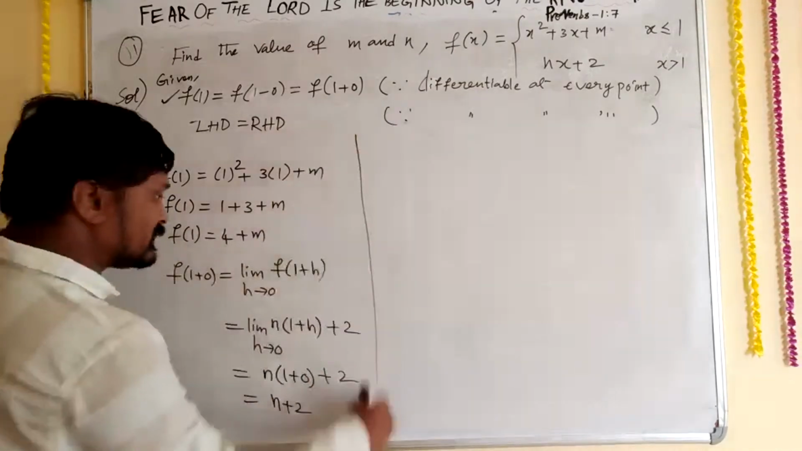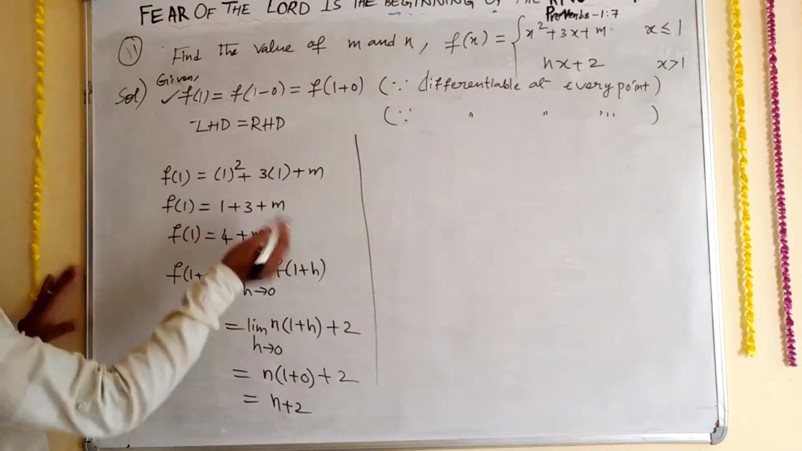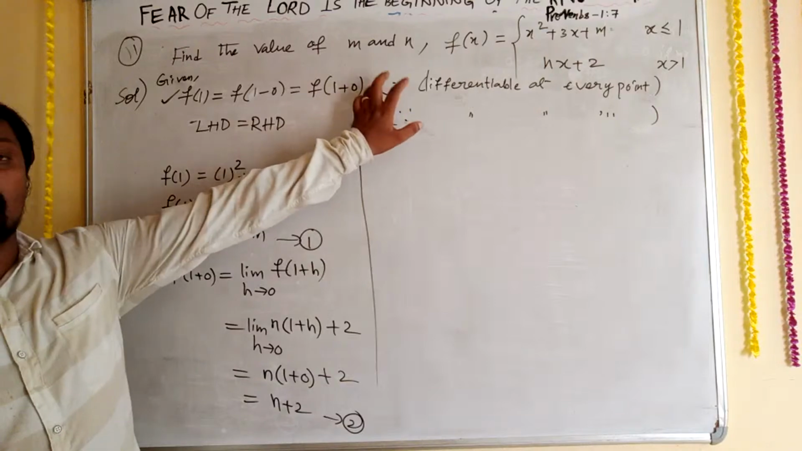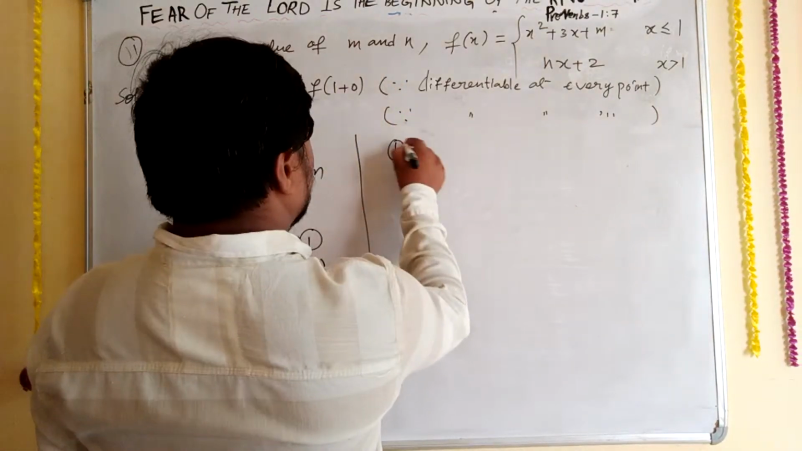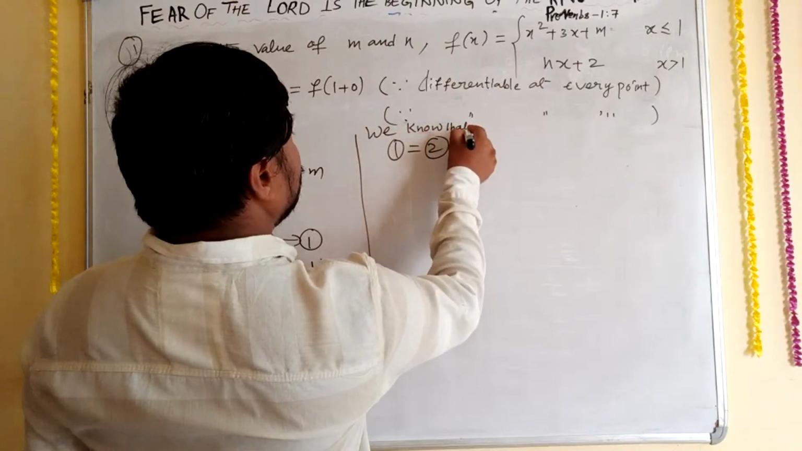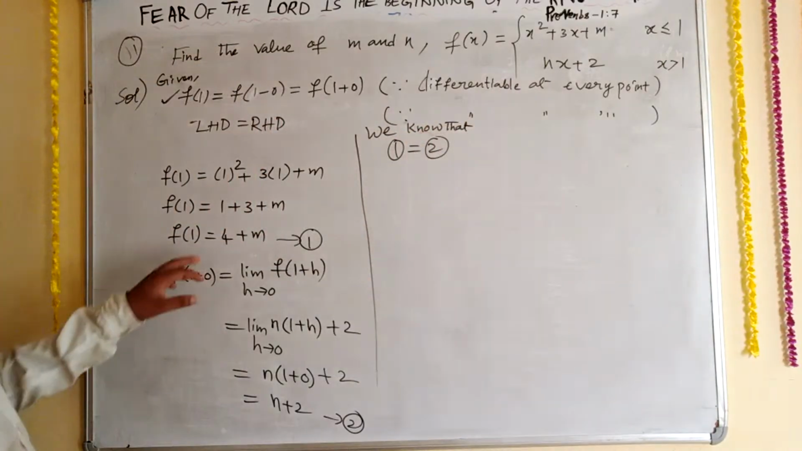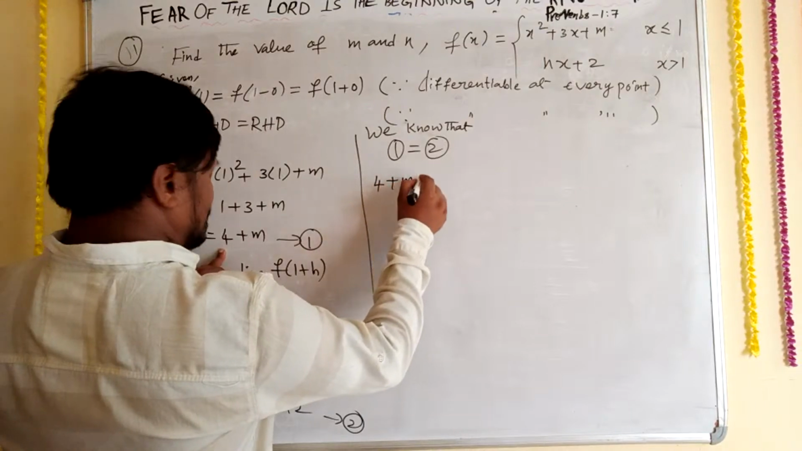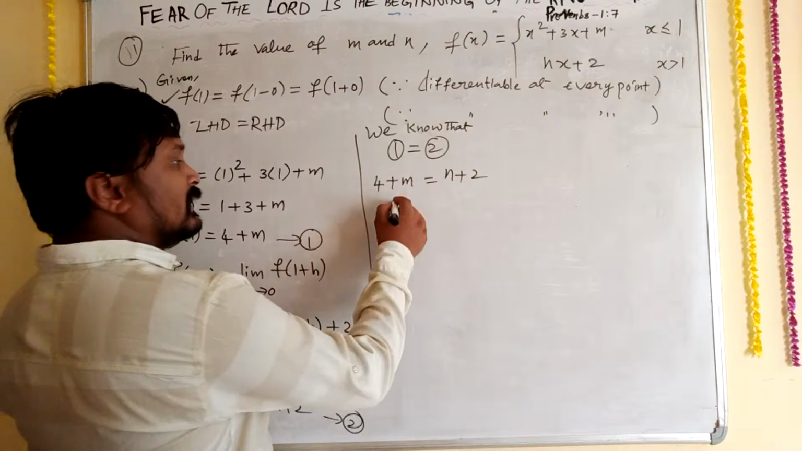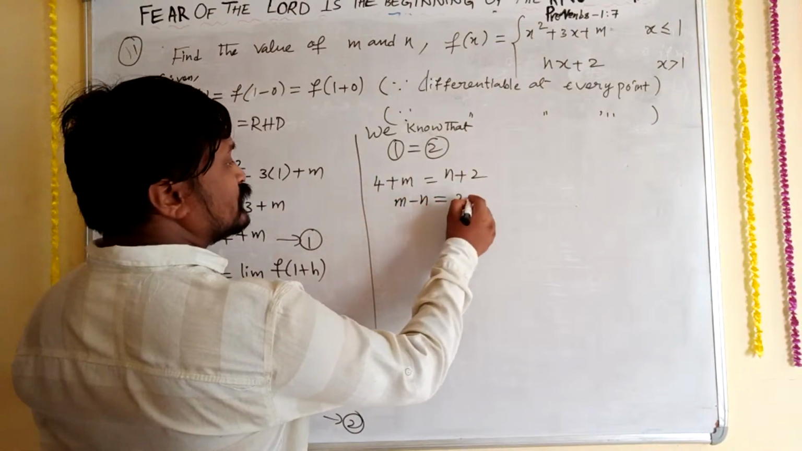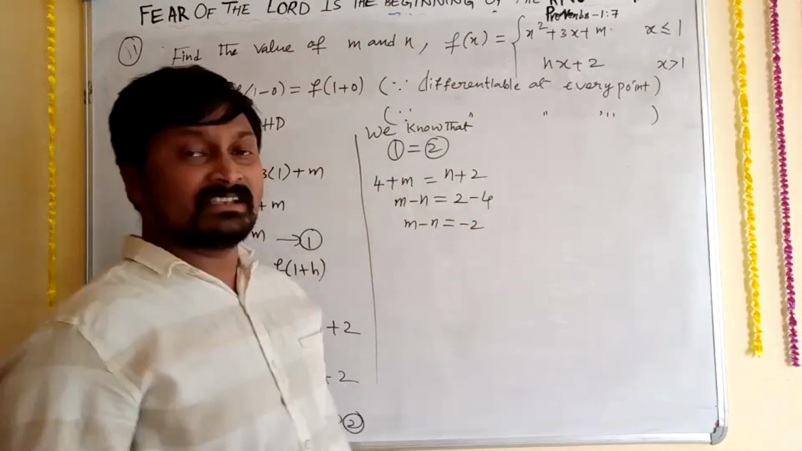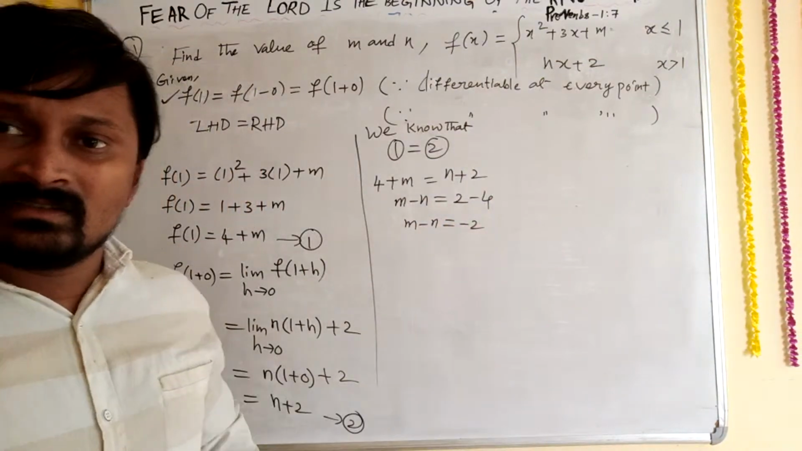But we know that these both are equal. Let me give that equation number 1, equation number 2. These both are equal according to the given condition. So 1 is equal to 2. That means 4 plus m is equal to n plus 2. So we can write this as m minus n is equal to 2 minus 4. M minus n is equal to 2 minus 4, which is nothing but minus 2.